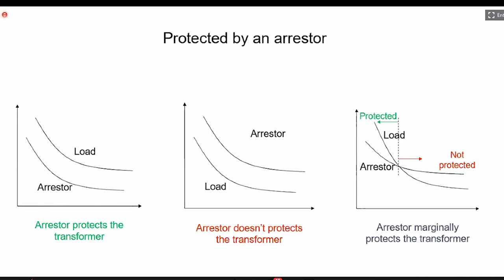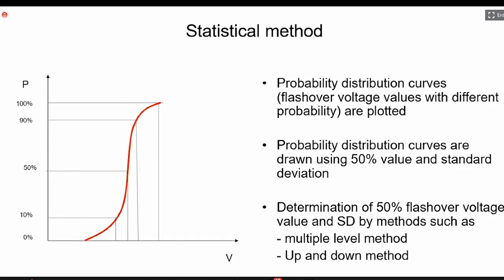Before a certain voltage level, the arrester protects the load. After that, the arrester cannot protect the load. Hope that you understand this. And statistically, you can show it in the same way.